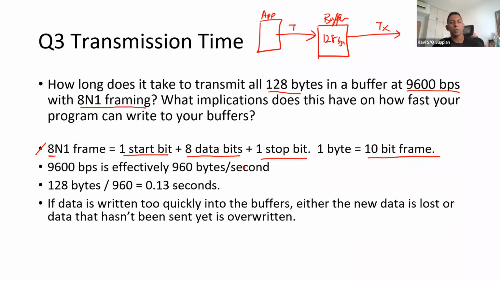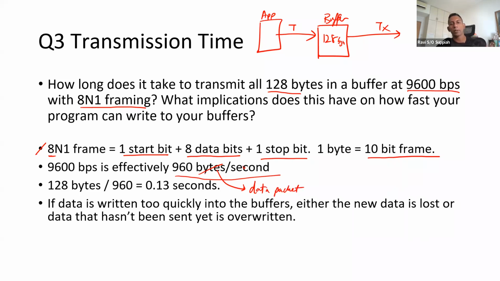Now I am transmitting out at 9,600 bits per second. If I divide that by 10, it is 960 bytes per second. Of course, in this sense, maybe instead of calling it a byte, we can call it a data packet, because byte may be associated with 8 bits, correct? So in this case, instead of bytes, you can just think of it as a data packet.